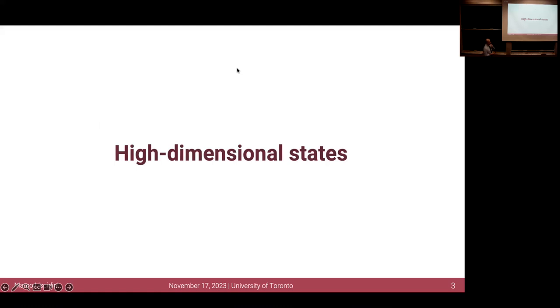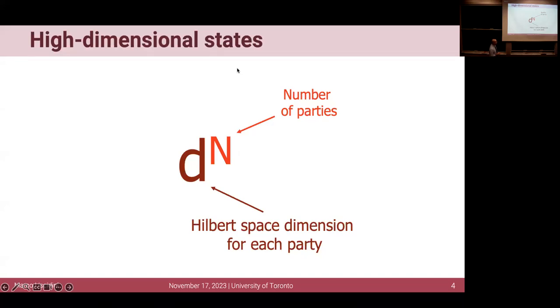Okay, so let's start with high-dimensional states. We know that we can get a very high-dimensional state with a quantum system by playing in two different directions. The most powerful one is certainly playing with the number of parties, because you have an exponential gain in the dimension of your Hilbert space, depending on the number of parties.